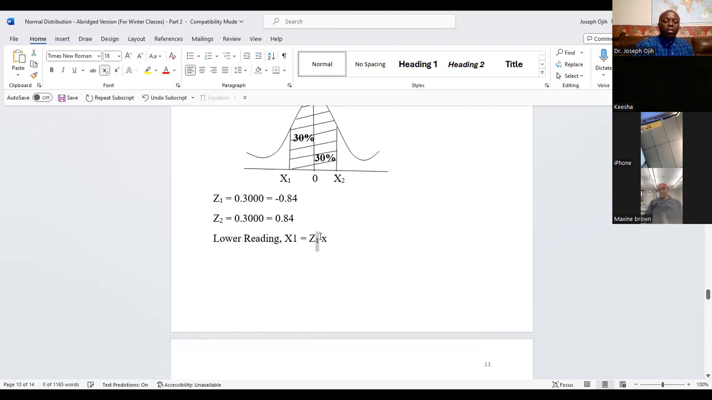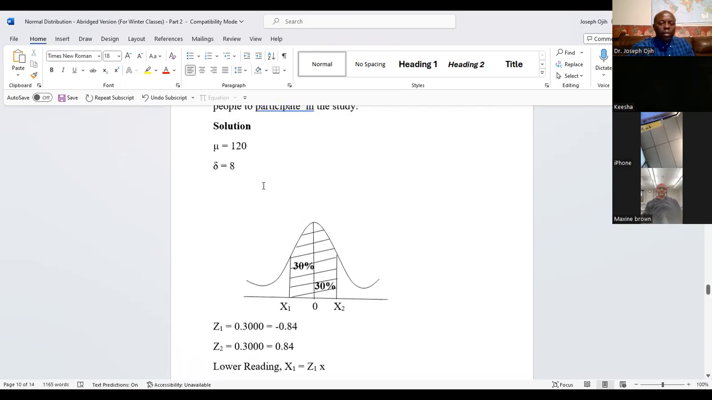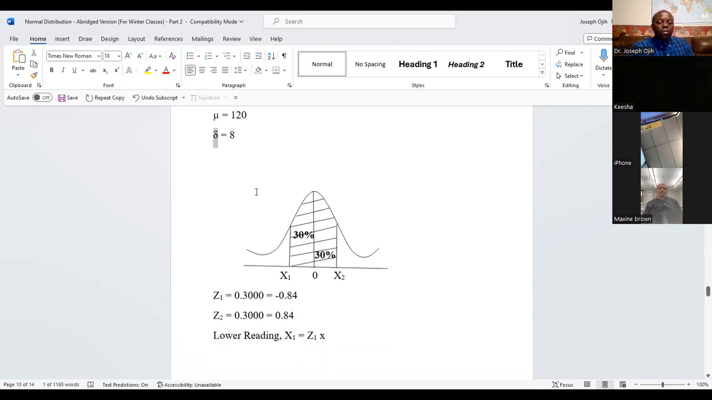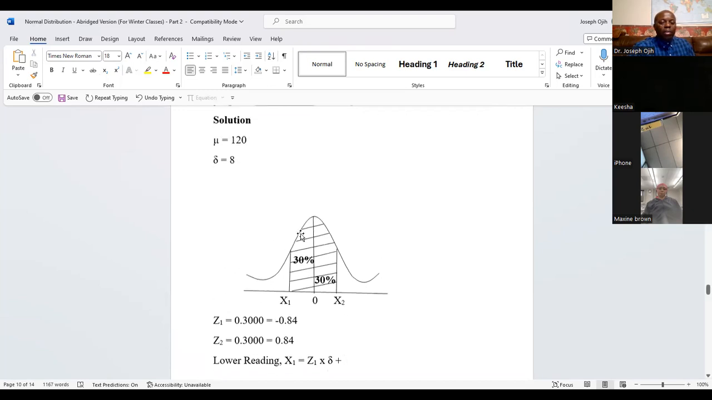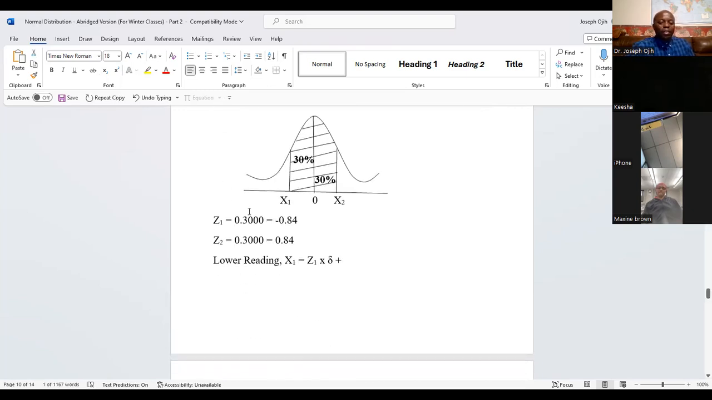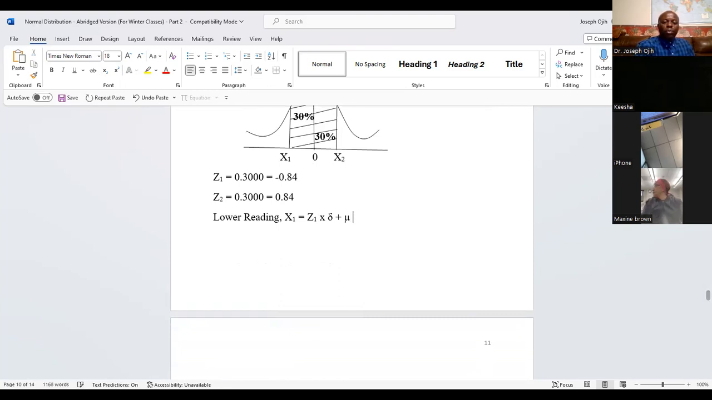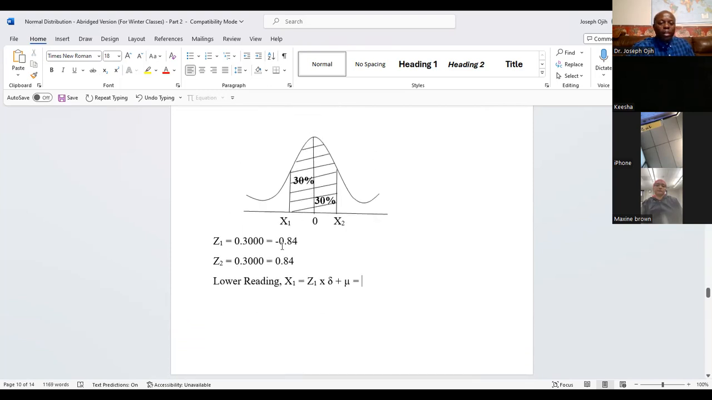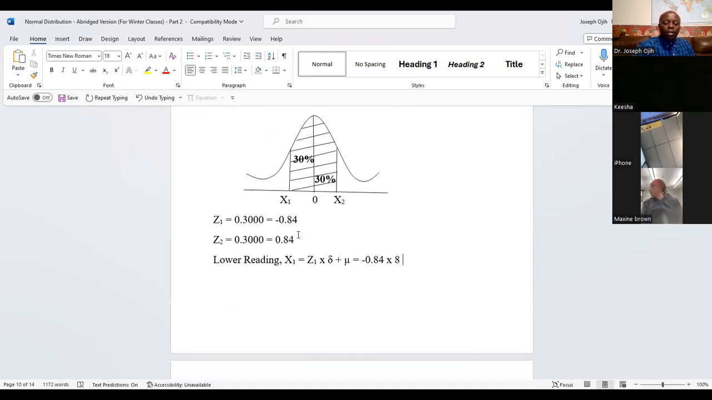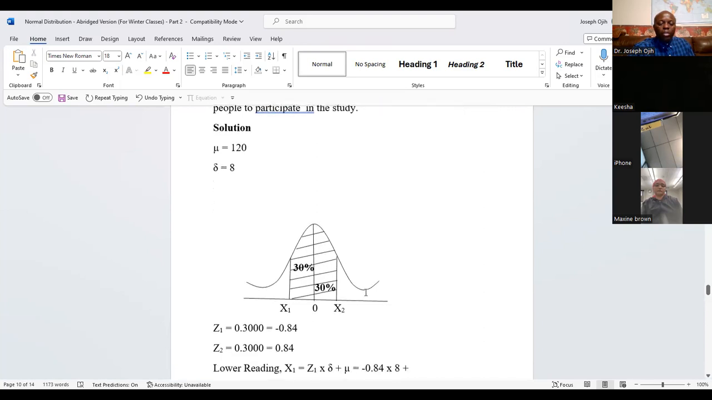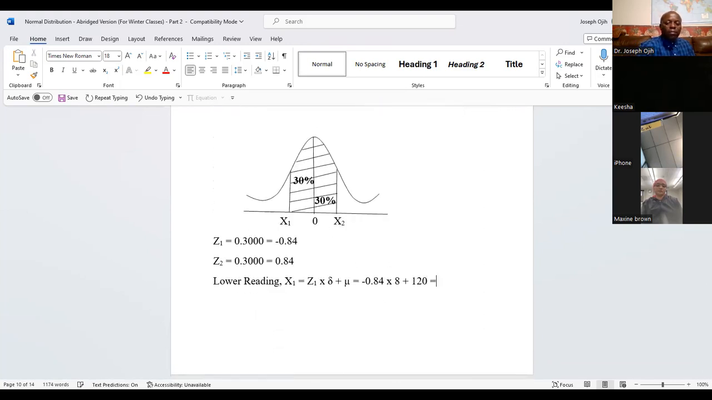Z1 times standard deviation, which is right here. I'm gonna just copy it from here. Standard deviation, plus the mean. And the mean I can get just from here. So X1 equals Z1 times standard deviation plus the mean, which means our Z1 is negative 0.84, times standard deviation of 8, plus the mean, 120. That'll give you the lower reading.